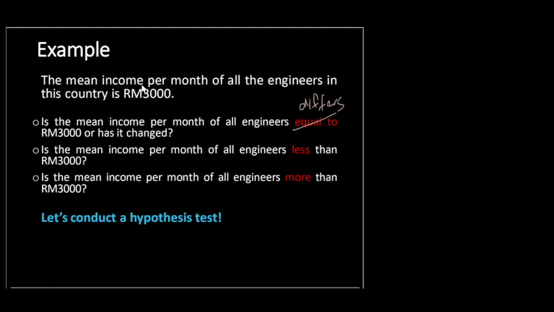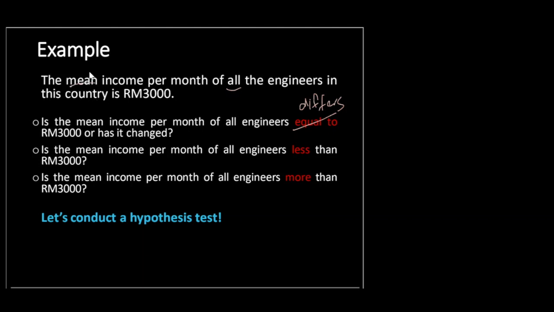Let's look at this example. It says that the mean income per month for all engineers in this country is ringgit Malaysia 3,000. Usually in statistics, the first step is to extract the information. So what is important here? The word all, right, which describes your population, and the word mean.